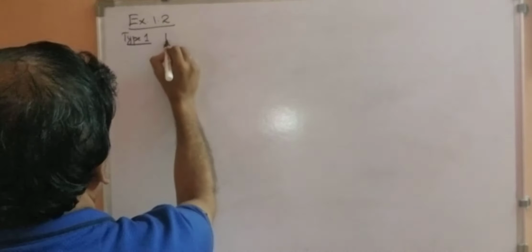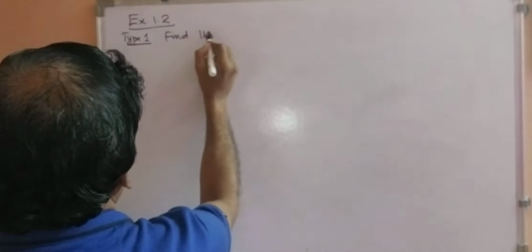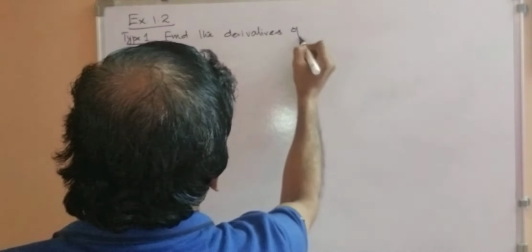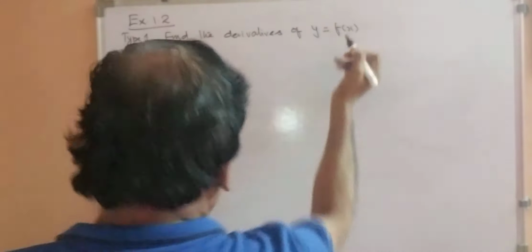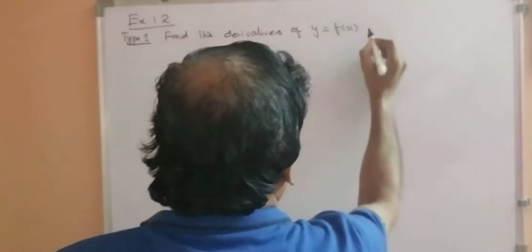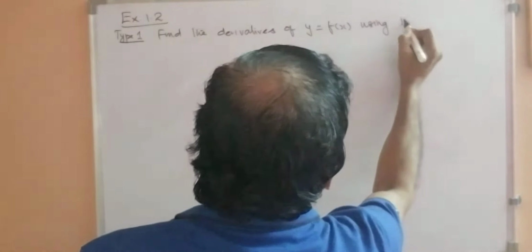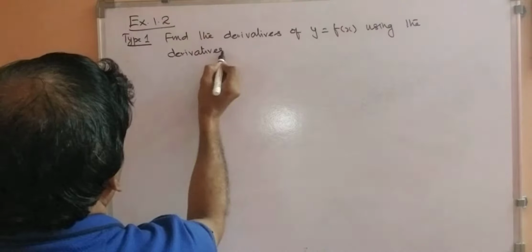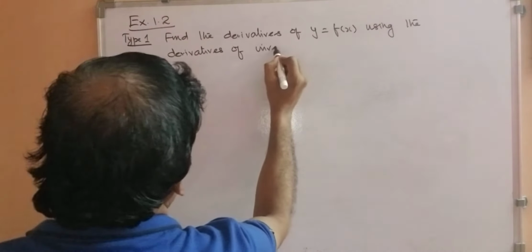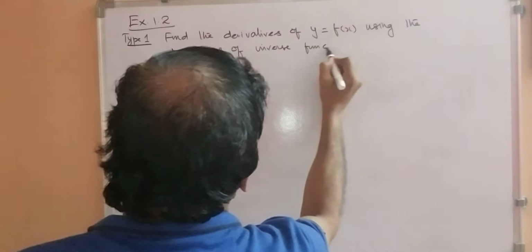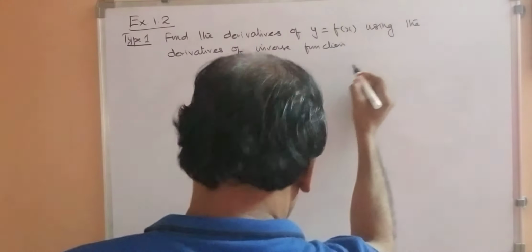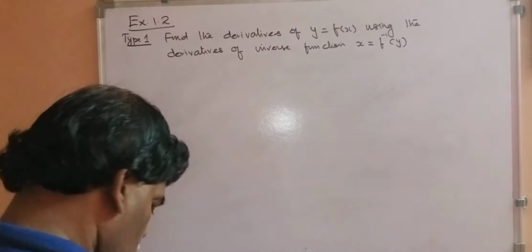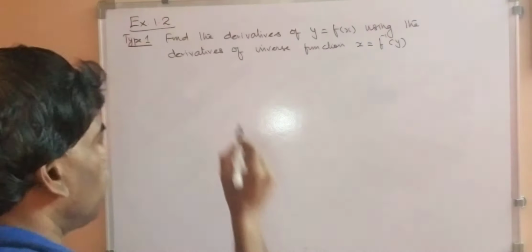Find the derivative of the function y equal to f of x using the derivative of inverse function, that is x equal to f inverse of y. I will explain to you what is the meaning of this first of all.